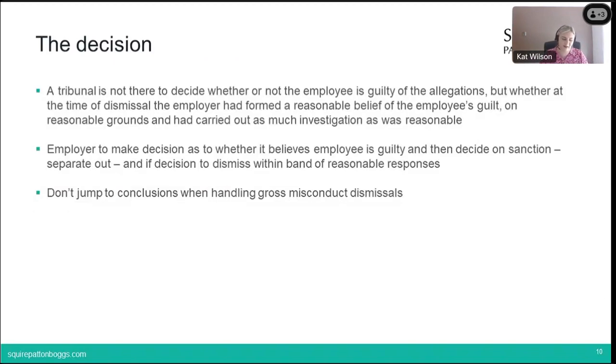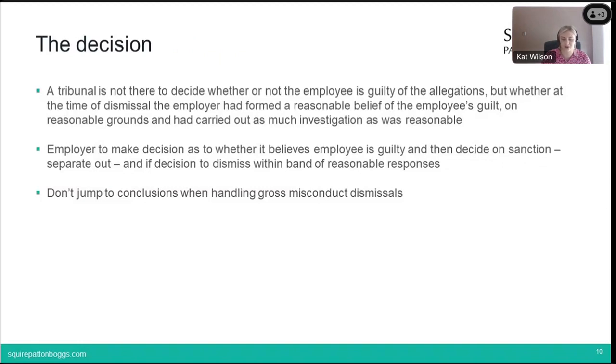Finally then, I'll just run through the decision and then I'll hand over to Chiara. So there's two main things that you need to think about, two main components to a decision. So first of all, did they commit the conduct, the misconduct? And if so, what should the sanction be?